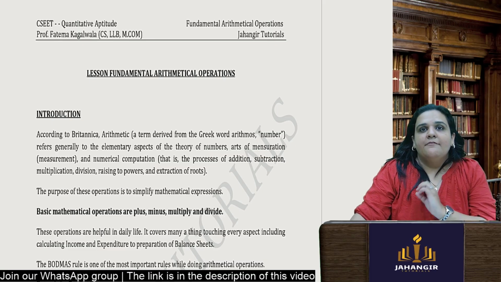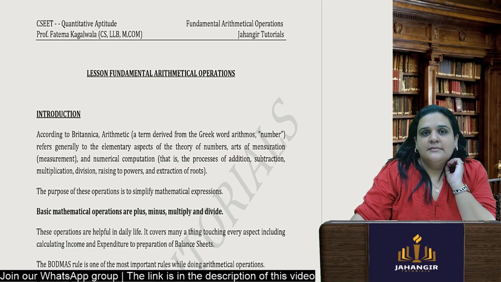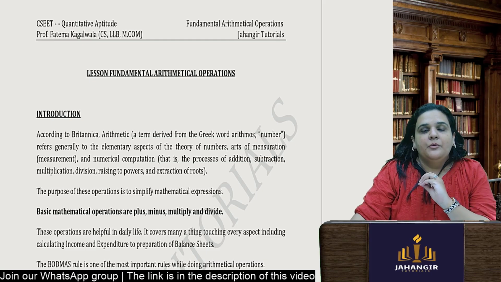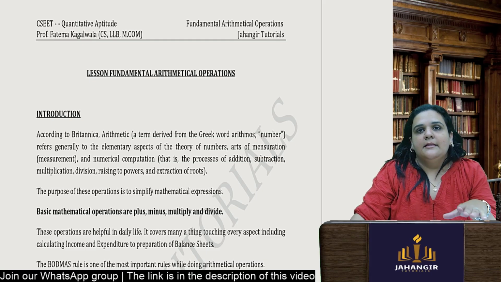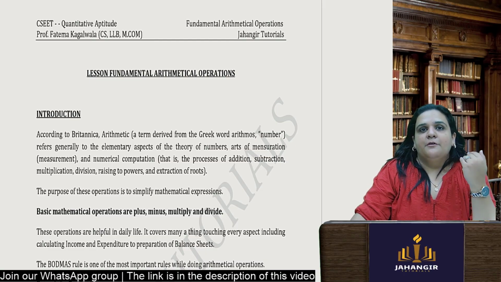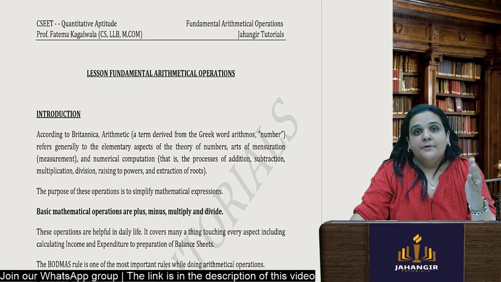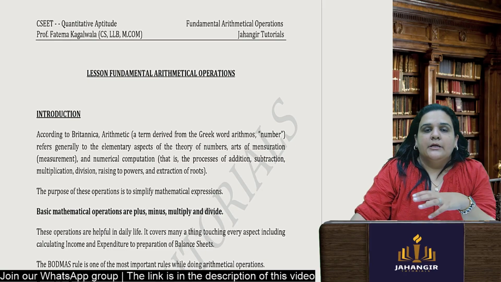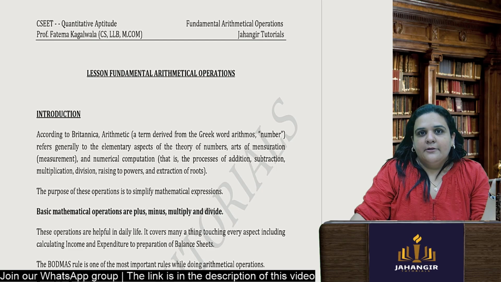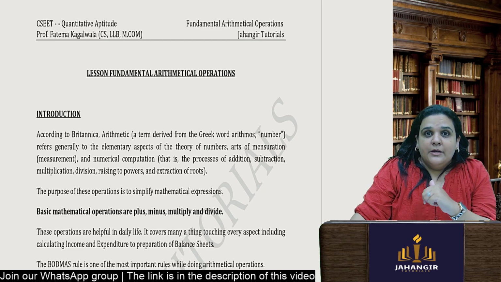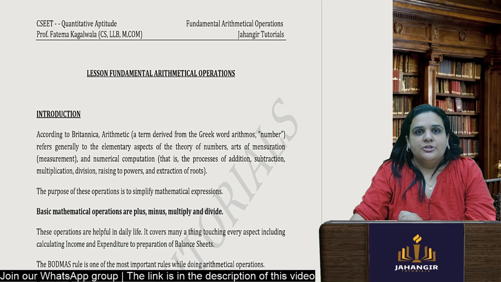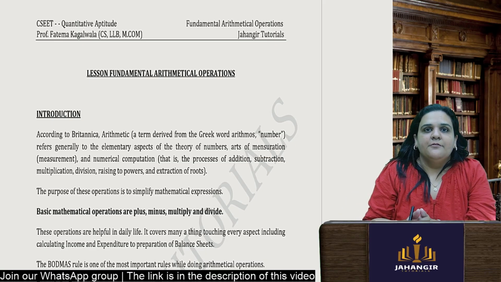So I have already completed the lesson about number systems for quantitative aptitude. We have done everything in that: types of numbers, decimals, fractions, number relations. All of that is completed, so you can go ahead and revisit those lectures. Today we are going to complete fundamental arithmetical operations, which is the other chapter for quantitative aptitude.